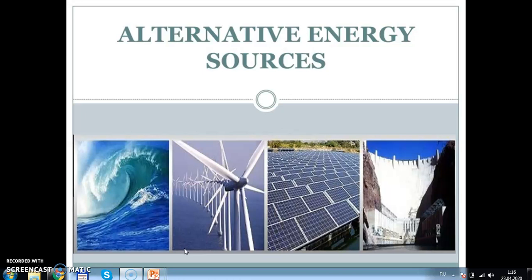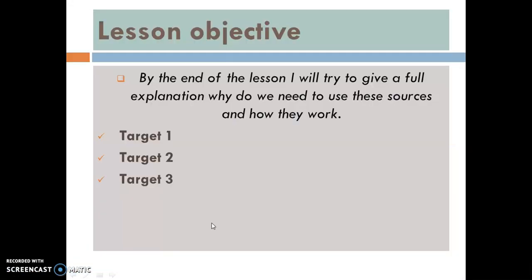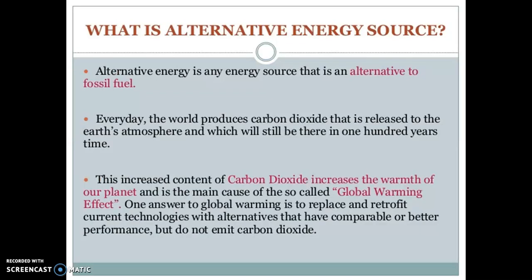So today we will cover alternative energy sources, which includes issues in medicine, science, and technology. Okay, so now let's look through the lesson objective. By the end of the lesson, I will try to give you a full explanation of why we need to use these sources and how they work, as this is divided into target 1, target 2, and target 3.